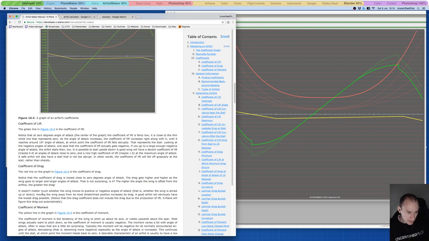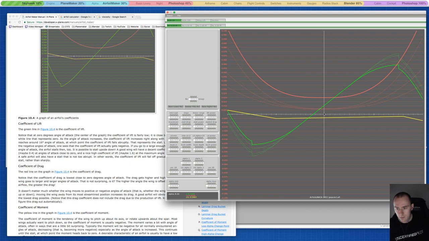All right, got it. Coefficient of drag. The red line is coefficient of drag. Notice that the coefficient of drag is lowest close to 0 degrees of angle of attack. Yes, alpha of 0. Flat. And I guess that would make sense also as an aircraft designer, because usually you're flying at around an angle of attack of 0, not entirely, but so obviously you design your aircraft so that it shows the least amount of drag here, so you can go as fast as you like.